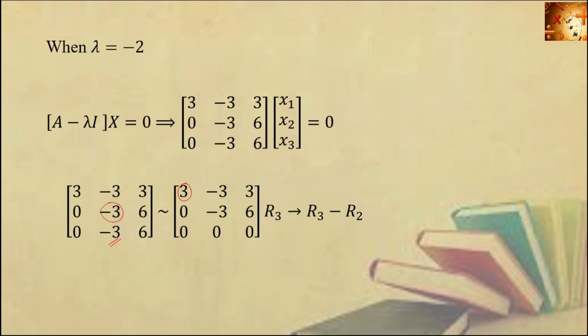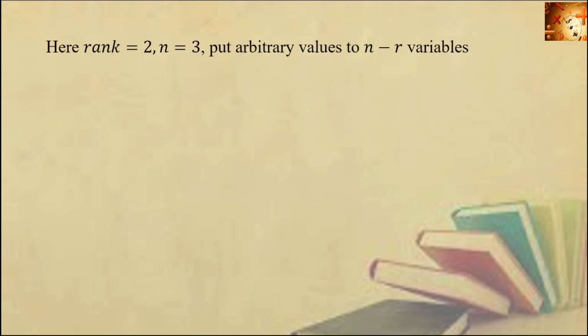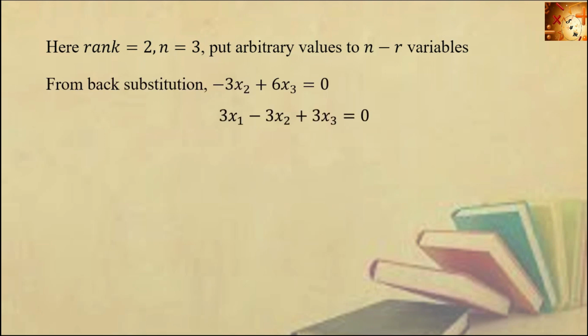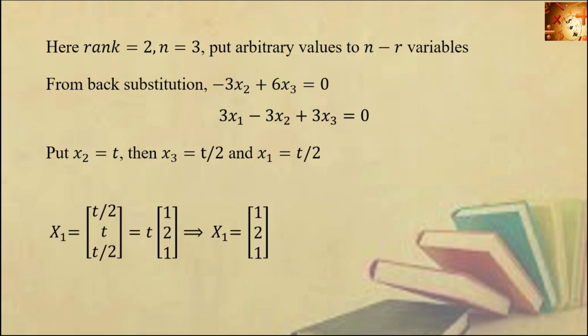Here rank is equal to 2 and n is equal to 3. Infinite number of solutions. By back substitution, we have minus 3x2 plus 6x3 equal to 0 and 3x1 minus 3x2 plus 3x3 equal to 0. Put x2 equal to t. Then solving these two equations, we have x3 equal to t by 2 and x1 equal to t by 2. So the first eigenvector is 1, 2, 1.